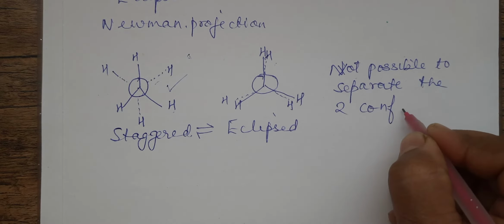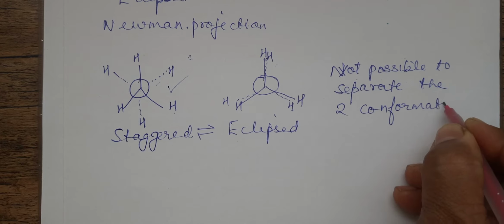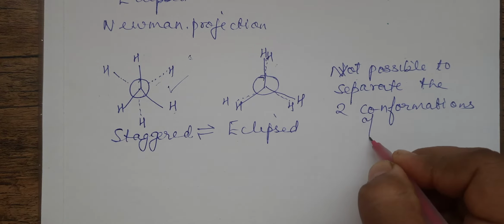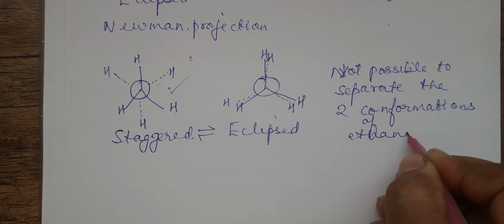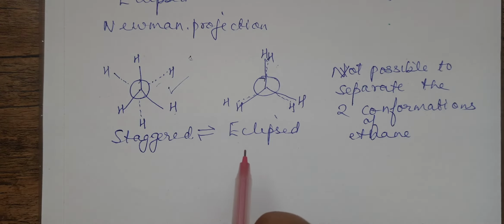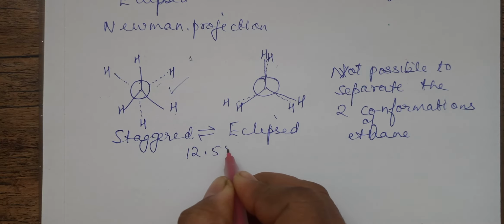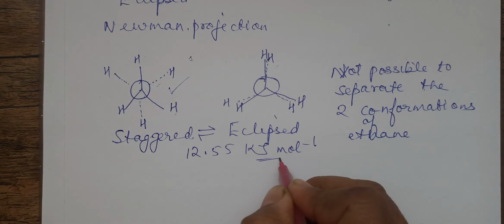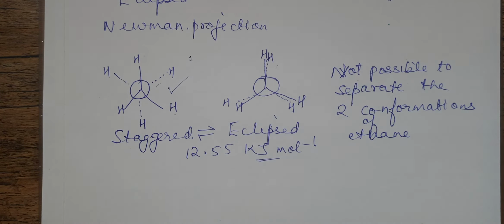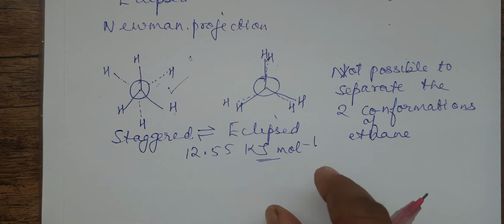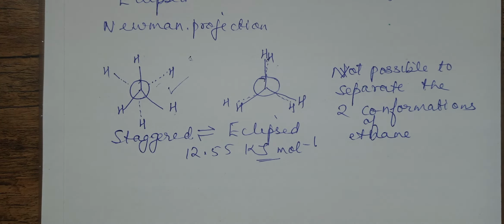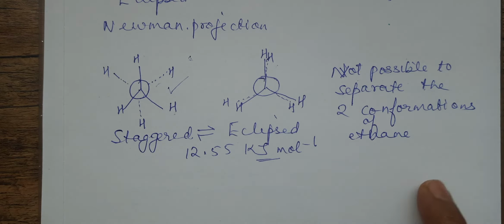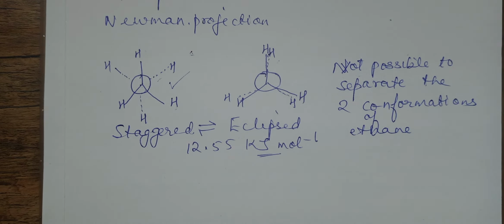Or we can say two conformations of ethane. You cannot isolate them. Why can you not isolate them? Because they're easily interconvertible and the energy difference between the two is very small. It is around 12.55 kilojoules per mole. Only this much energy difference is there between the eclipsed and the staggered conformation. So that means the energy barrier is very small, so they can get converted into each other very easily. That is why we are not able to isolate the two forms readily.